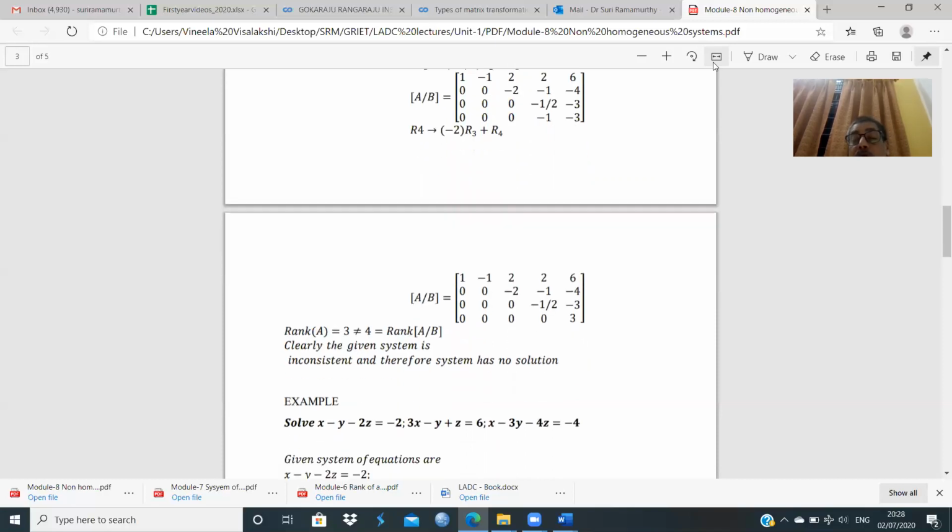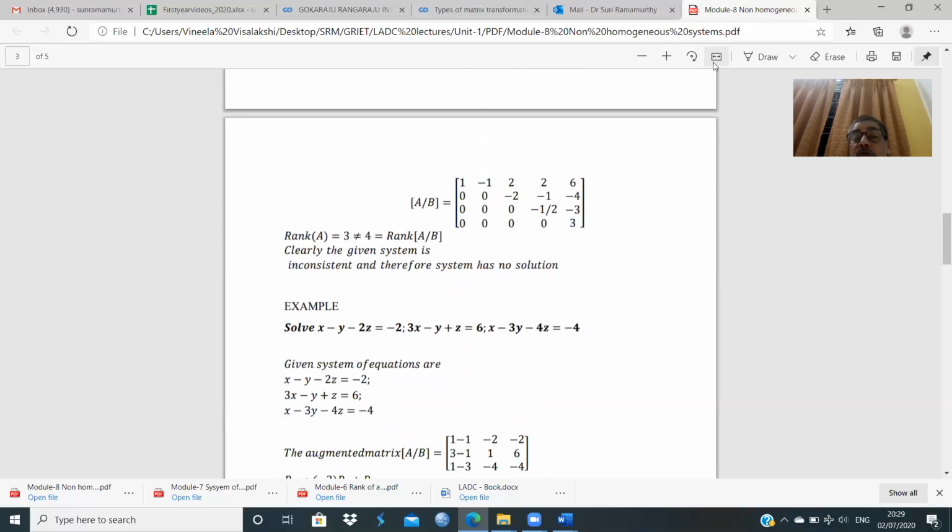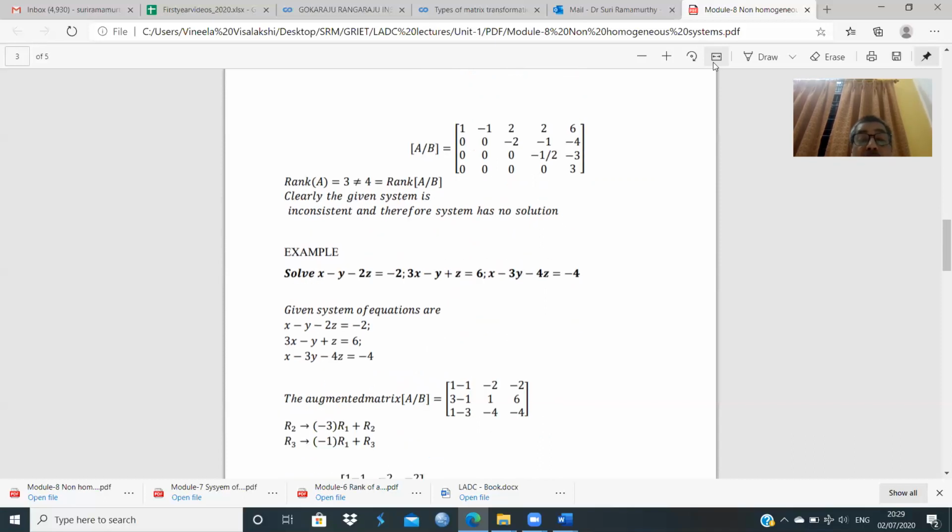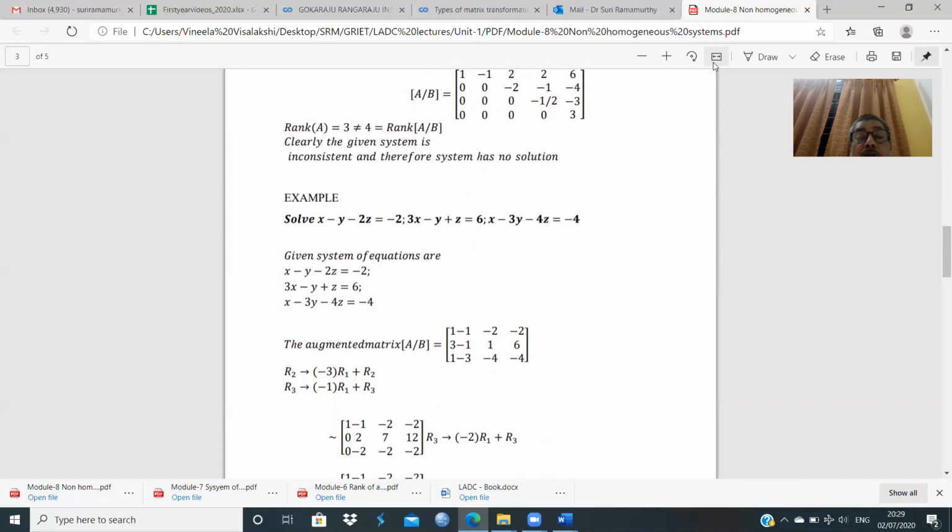So as a very special case, we will see that even though the system is inconsistent, we can attempt an approximate solution to such problems, about which I'll make a brief reference at the end. The second example is an example where 3 independent variables or decision variables are embedded in 3 equations.